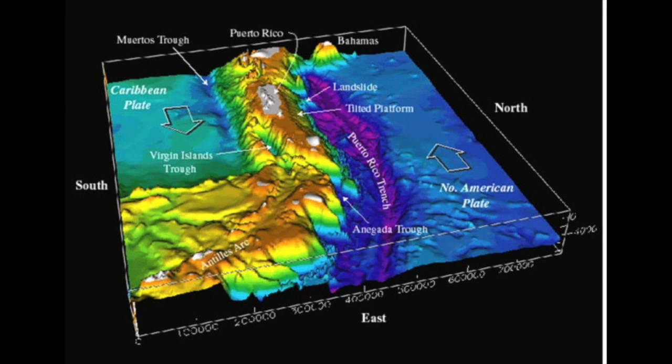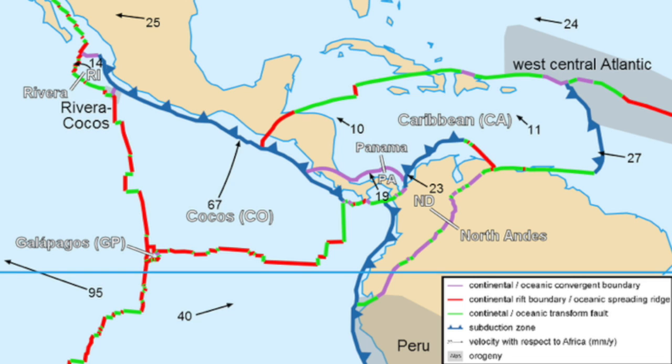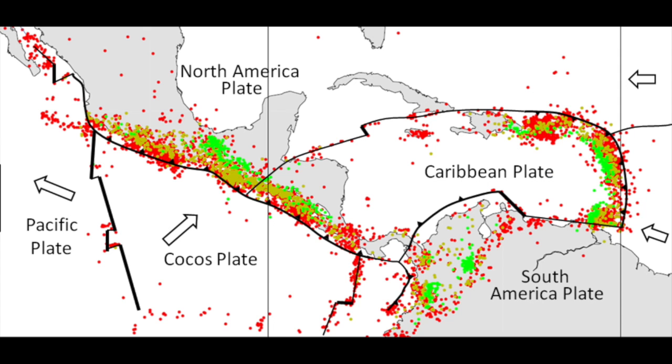This map is an example of the zoomed in area and the topography of the region. As you can see in this map, there are different types of plate boundaries found in the South American region. There are transform boundaries, convergent boundaries, and divergent boundaries, which we are focusing on in this project, which is the red lines, which are where the plates are pulling away from each other.